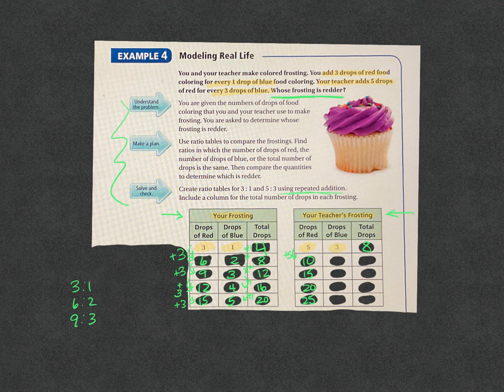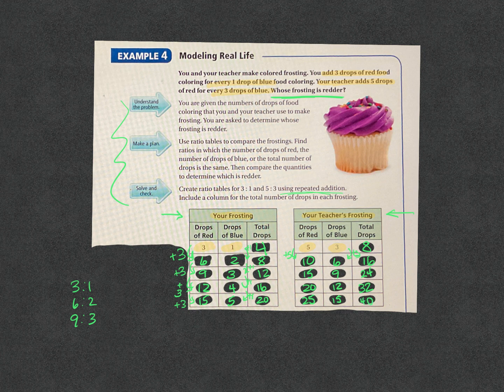I'm going to do the same thing over here, but this one I'm going to go by 3s. So I'm going to add to this side by 3 and see what I get. So I got 6. 6 plus 3 is 9. 9 plus 3 is 12. And 12 plus 3 is 15. All right, let's do our totals. So going up here, 10 plus 6 is 16. 15 plus 9 gives me 24. And 20 plus 12 equals 32. My final one is 25 plus 15 is 40.